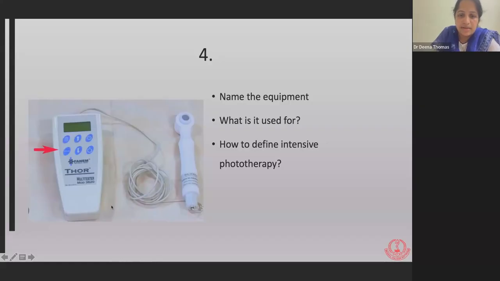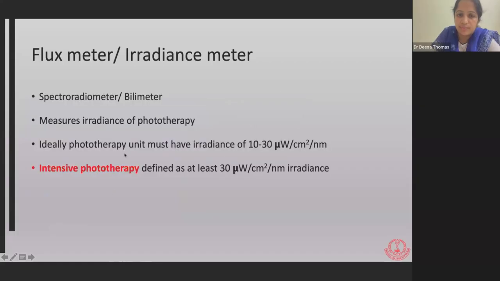So rightly said, it is the flux meter. The equipment is the flux meter or the irradiance meter. I have got responses in the chat box: it is a spectroradiometer or the billimeter. It measures the irradiance of the phototherapy. So there was a hint in the question itself. It measures the irradiance of the phototherapy.